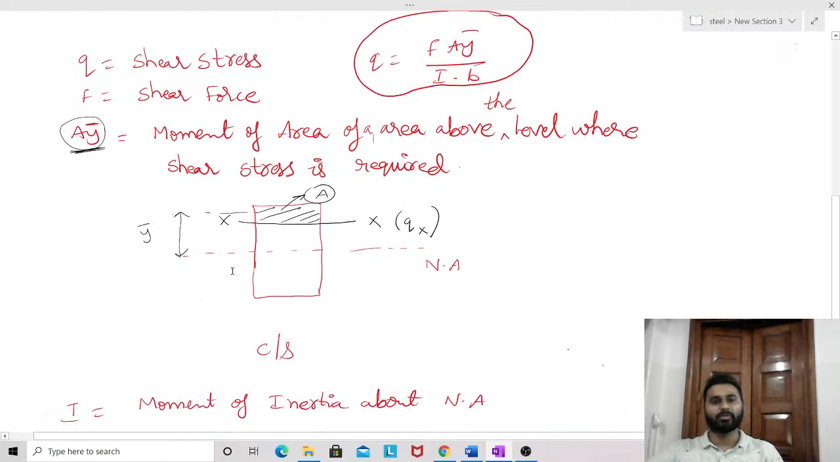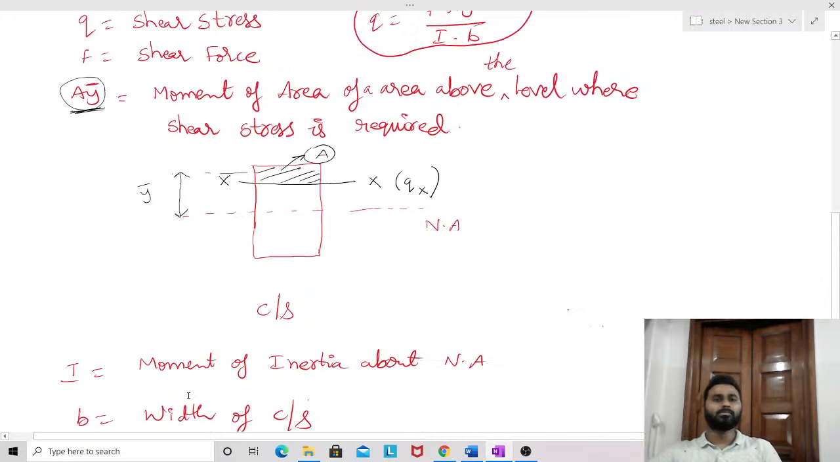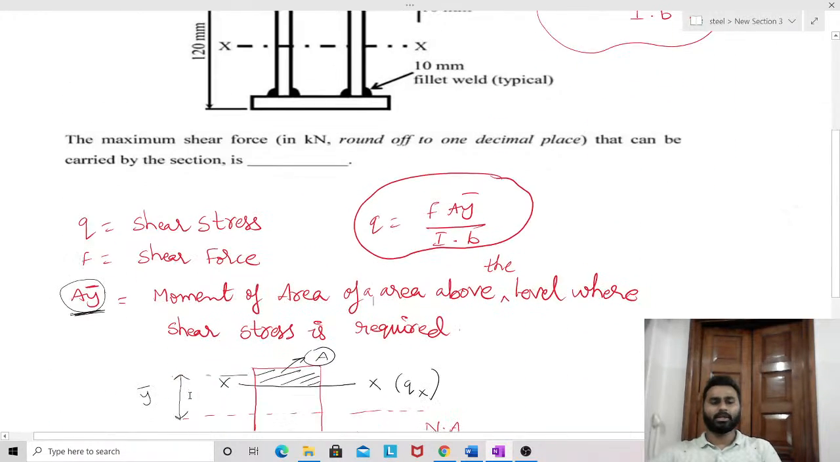Now here in this example, with this rectangular cross section, I have explained what A y bar is. We have considered xx as the level. At this level we want the shear stress, which is Q x. Now to get this shear stress in this formula, A is the area above this level, the shaded part, and y bar is the distance of the CG of this area from the neutral axis. Multiplying those two, A and y bar, we get A y bar in this formula. I is the moment of inertia about the neutral axis, and b is the width of the cross section. Is that clear? These are the required things.